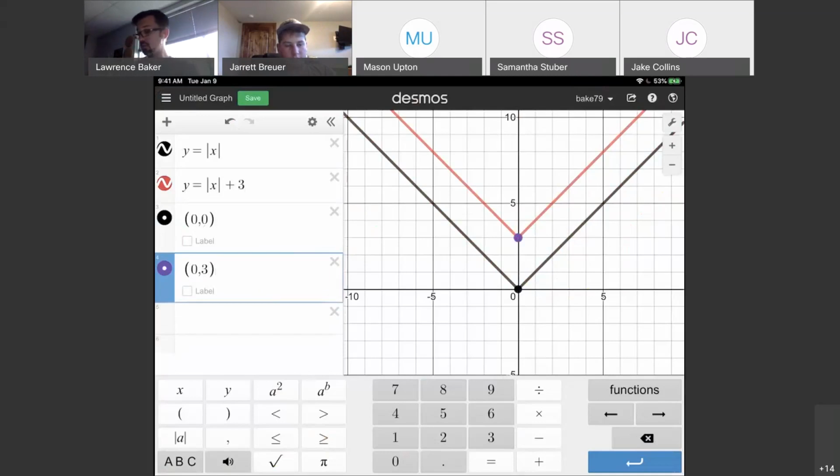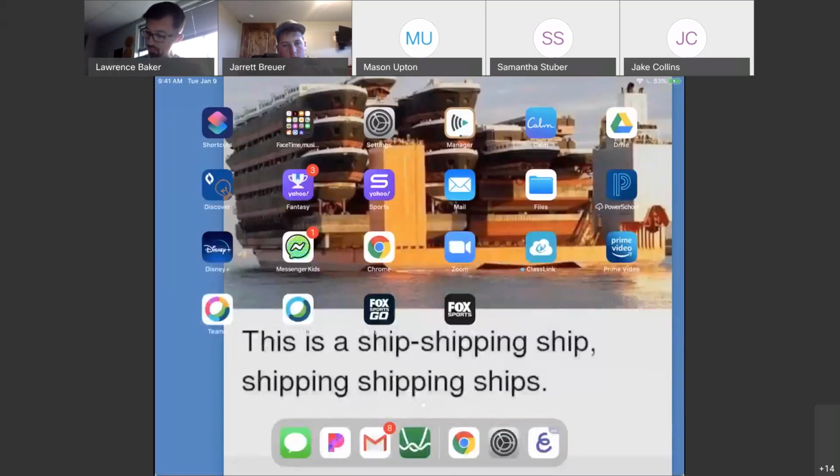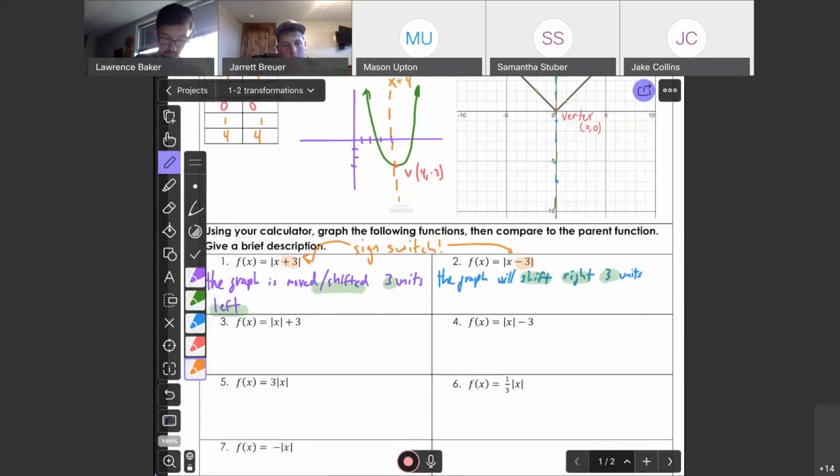So what happened to the vertex? It moved up 3. Yeah, it moved up 3, right? All the points moved up 3. That's usually the easiest point to key in on, the vertex, just because it is that corner, it's easy for us to see. But all of the points on the graph are moving up 3. Again, we can key in on that one most easily. So the graph shifted up 3 units. Okay.